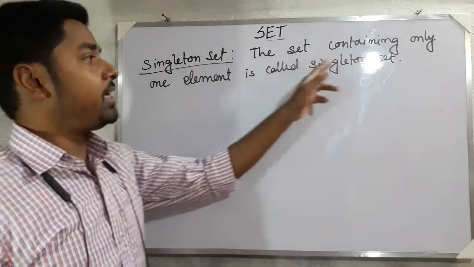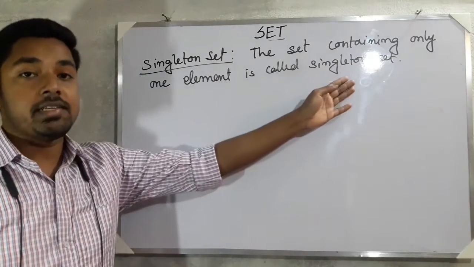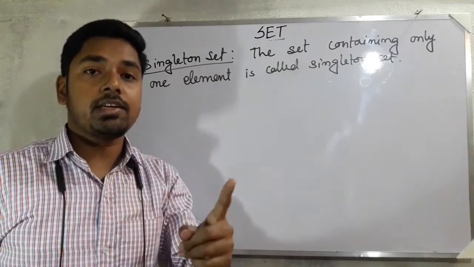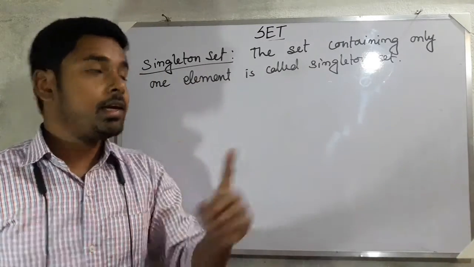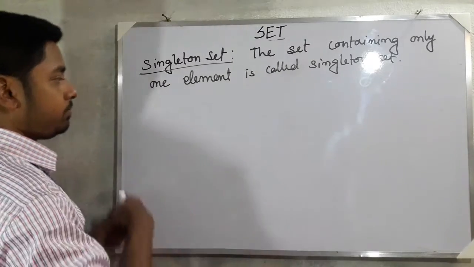The set containing only one element is called a singleton set. Single means only one. So the set which has only one element is called the singleton set. Now, an example.